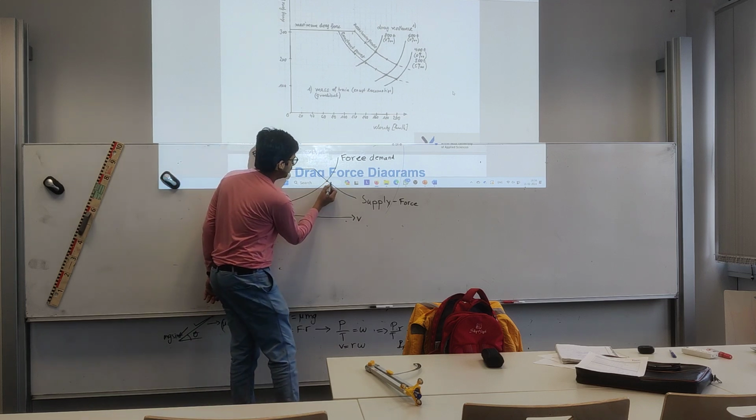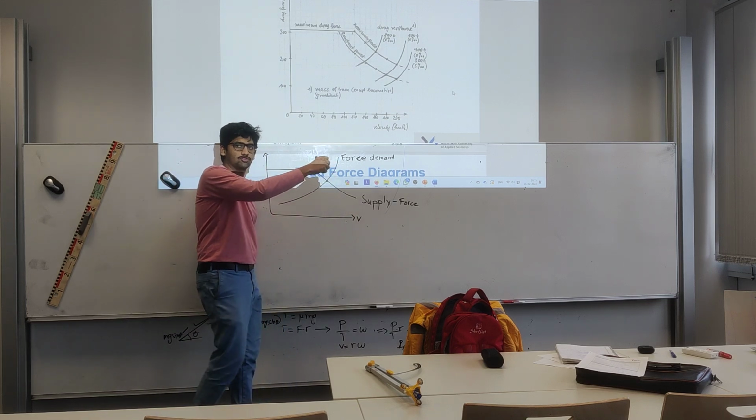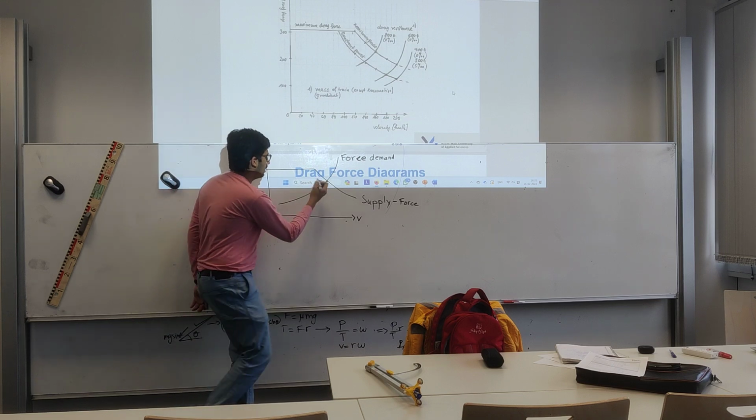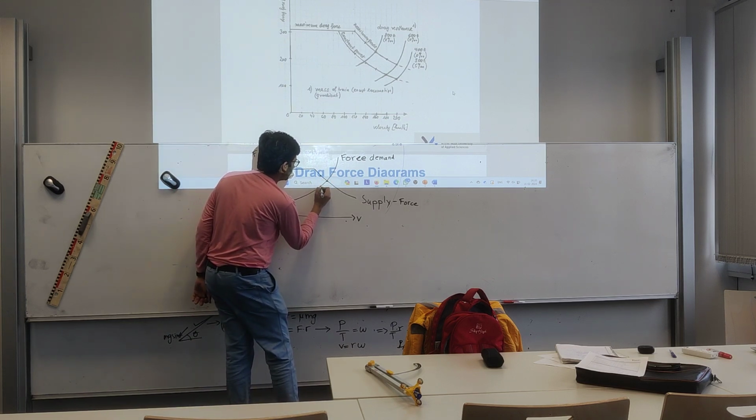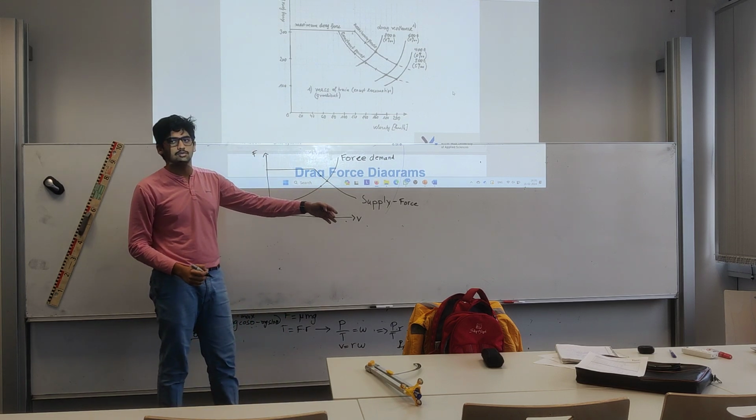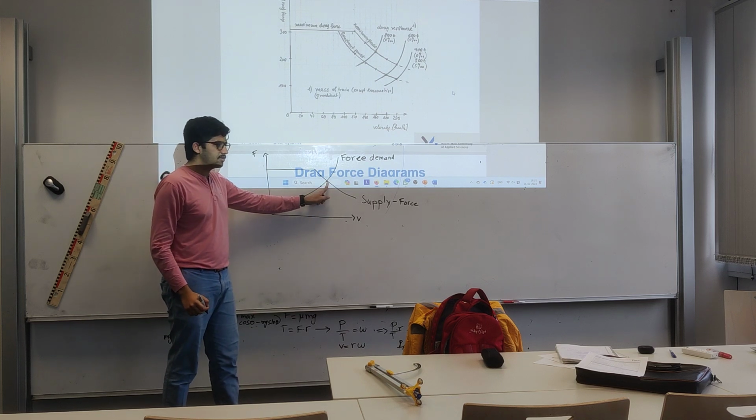Beyond this point, the force is decreasing, but it needs more force to reach that speed. And to the left of this point, the force applied is higher than the force needed, so it accelerates to a higher speed. Then here it stabilizes, it stays there.